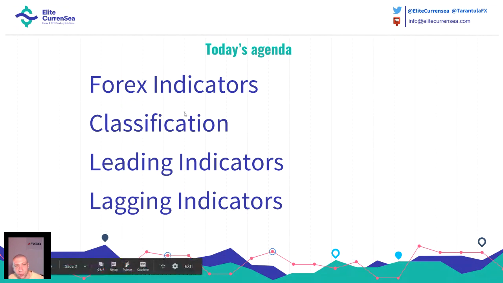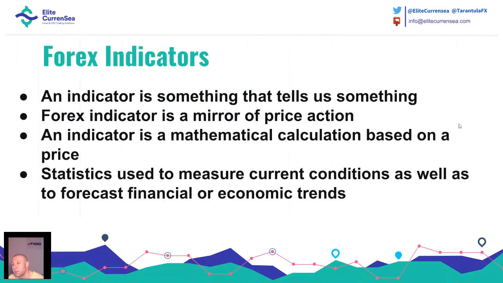Okay, so forex indicators. A forex indicator is basically something that tells us something. That is the most basic definition. An indicator is something that tells us something. In forex trading, the indicator informs us about price action, about potential moves of the market, and of course about potential entries and exits. Indicators can also give us trend direction, but can also inform us about potential counter-trend moves. A forex indicator is a mirror of price action.